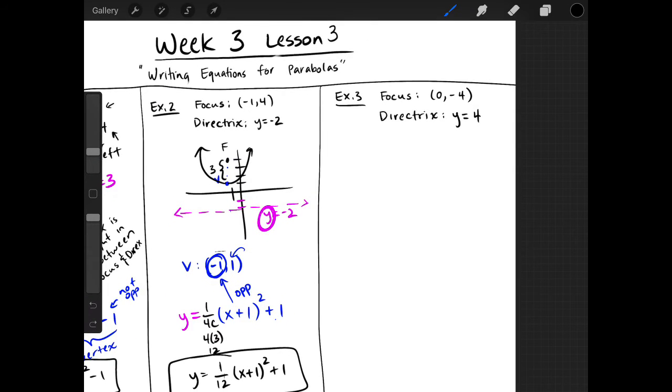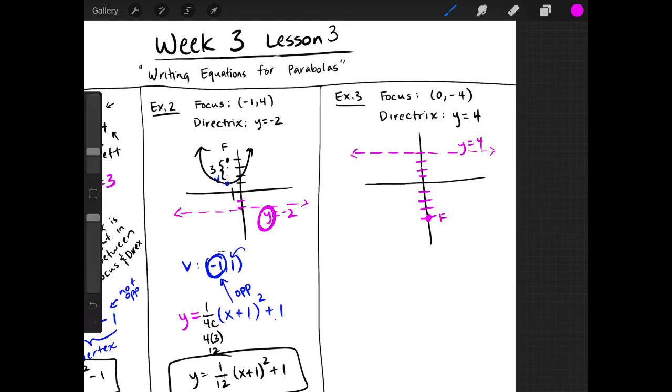The last example we're going to look at here, this one's a little bit different. It's more unique on how you have to do it, but same process. Graph the focus, graph the directrix. We can find the vertex. Our focus is at (0, -4). Our directrix is at 4 for our y, so that's up here at y equals 4.